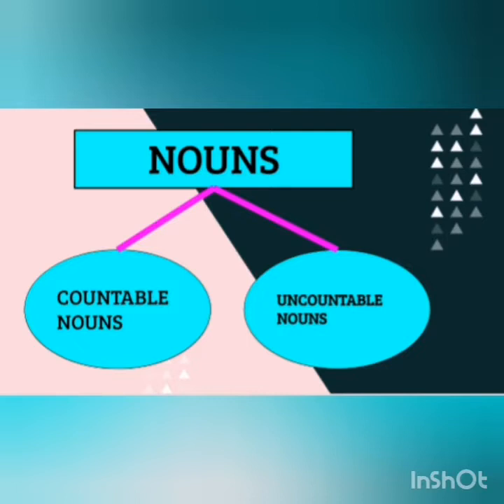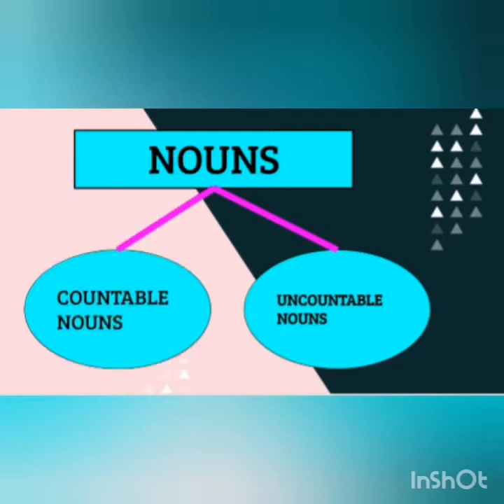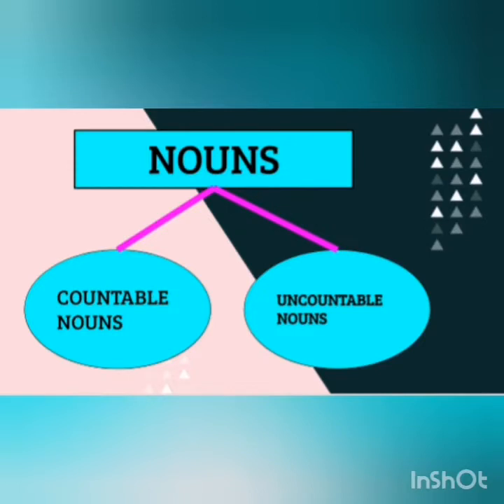Countable nouns are the nouns that we can count. For example, pen, book, chair, table, which we can count 1, 2, 3. Uncountable nouns are the nouns which we cannot count. For example, rice, sugar, water, oil. Understood? This was the difference between countable and uncountable nouns.